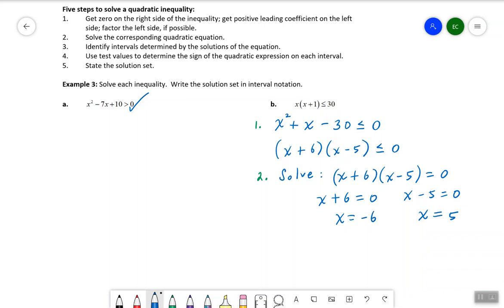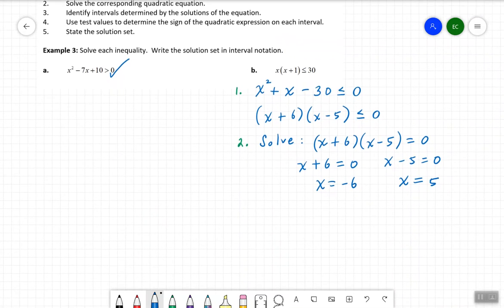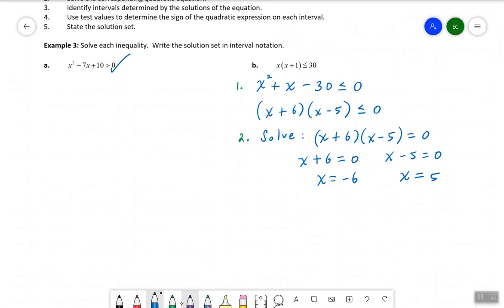In step 3, we want to identify the intervals determined by those solutions. And really all we're trying to do is get started on step 4, right? We need to identify what the intervals are in step 3 so that we can test those intervals in step 4. So if you can already see what all the intervals are, then you might even skip step 3. But let's go ahead and write it out.